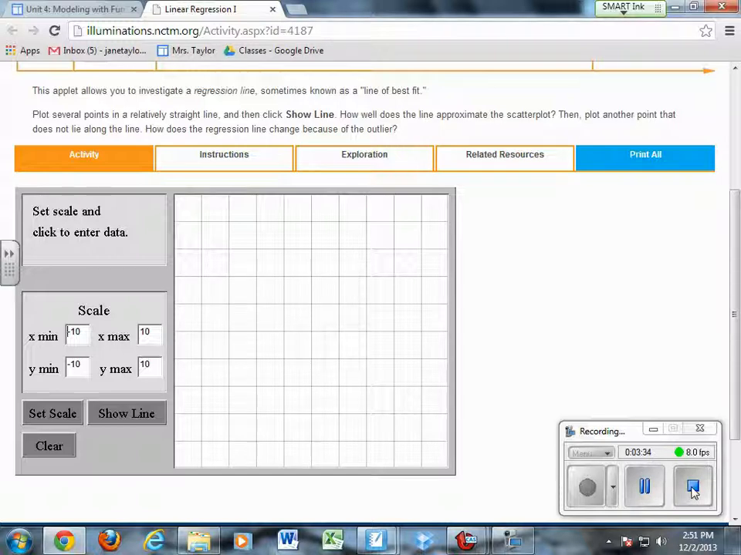Now we're going to see some regressions on our calculator that have an R value but aren't linear. So in our next video, we're going to talk about linearizing nonlinear equations. That video is going to talk about why it is that we get an R value for some functions that aren't linear.